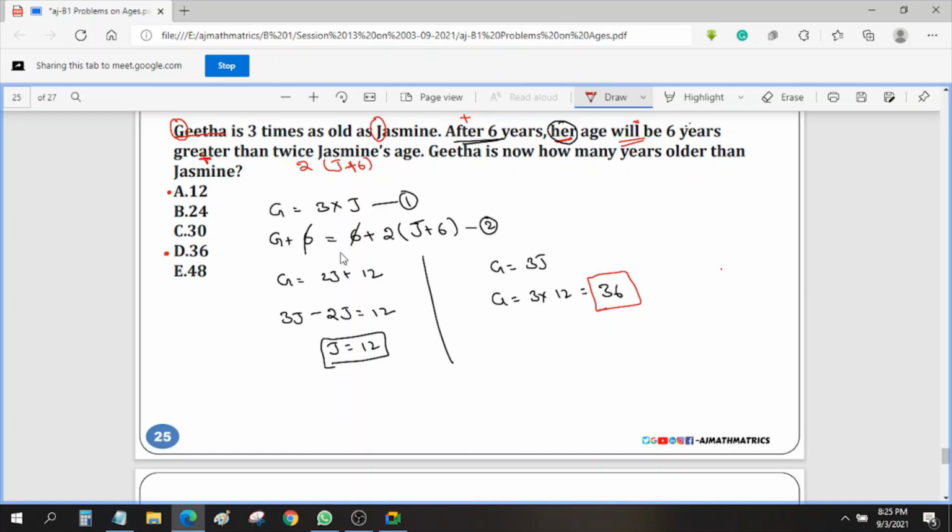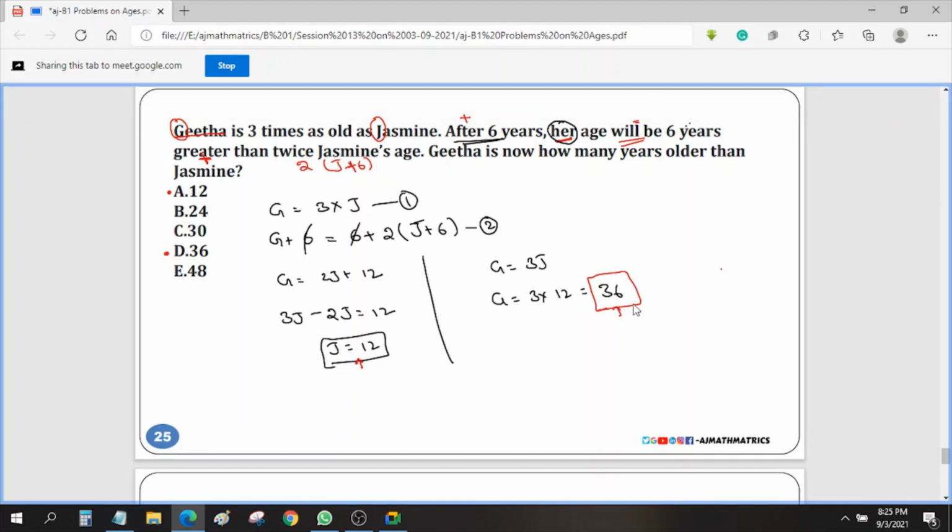So let us take it, for example, you are Jasmine, your age is 12, and I am Geeta, my age is 36. Now, how many years am I older? How do you calculate? Simply the difference of these two. So the difference of these two will be the answer. So the answer for the question is 24.